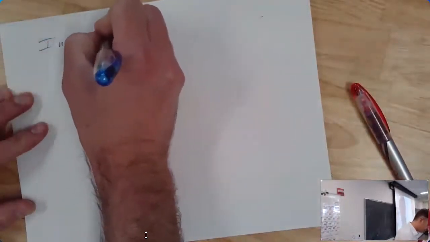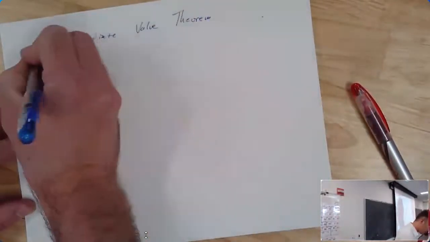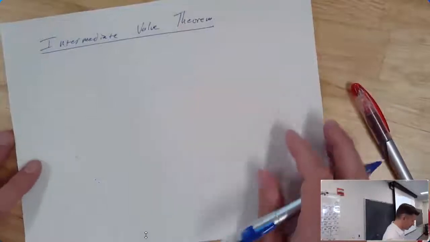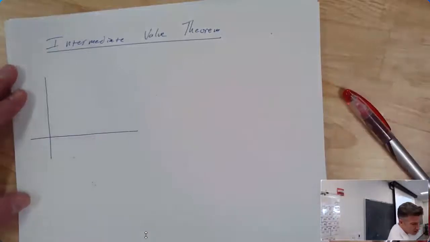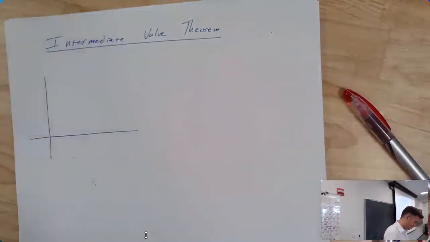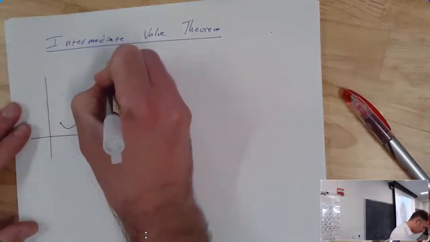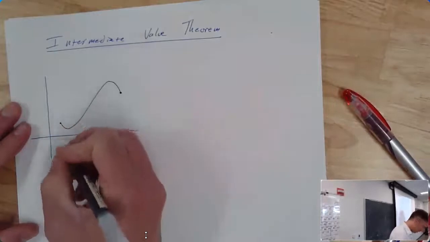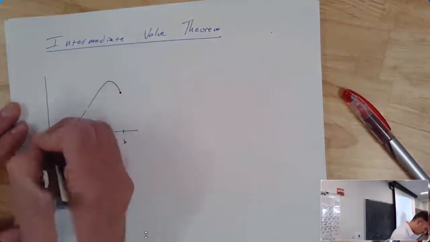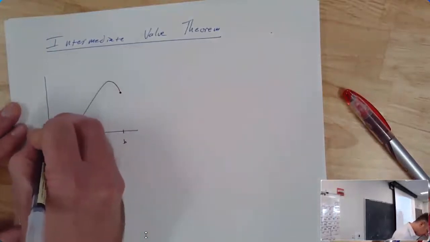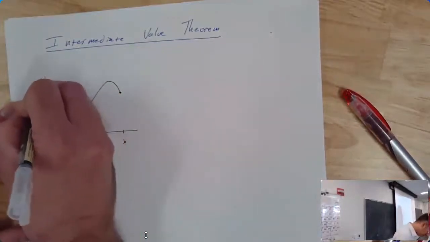So the intermediate value theorem says the following. And I think it's easiest to draw a picture first. So let's draw this picture. Let's say we have a function. Maybe it looks something like this. I'm just going to graph part of it. So here's the point A, B, here's f of A, here's f of B.